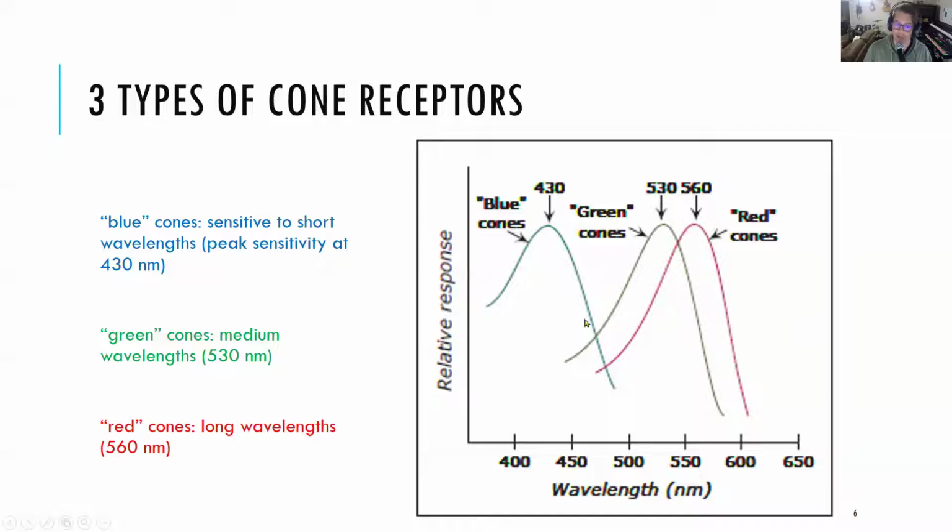So the blue cone is still getting activity anywhere where we see this curve. It just gets the most activity if you shine a 430 nanometer wavelength laser into my eye, okay? All right, so these three sweet spots here.